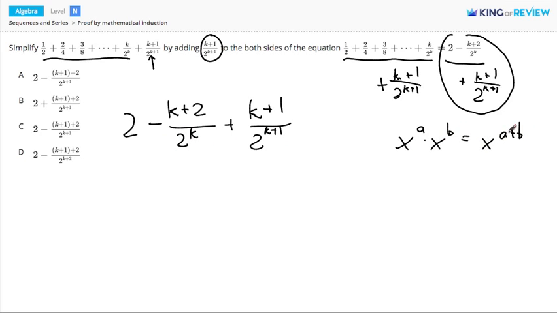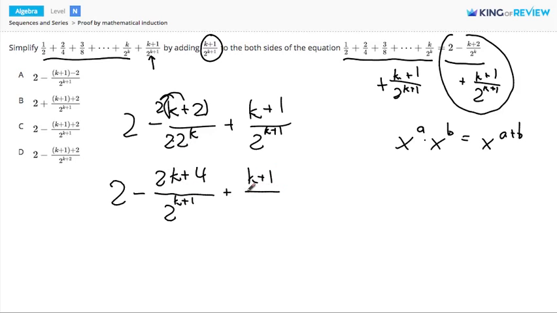So if I want to turn 2^k into 2^(k+1), I just have to multiply it by 2, 2 to the first. But if I multiply the denominator by 2, I also have to multiply the numerator by 2. So let's see what this turns into. 2 minus, I'm going to distribute the numerator, so that's (2k+4) over 2 times 2^k, which is 2^(k+1), based on this property of exponents. And now we can add these two fractions together because they have the same denominator.